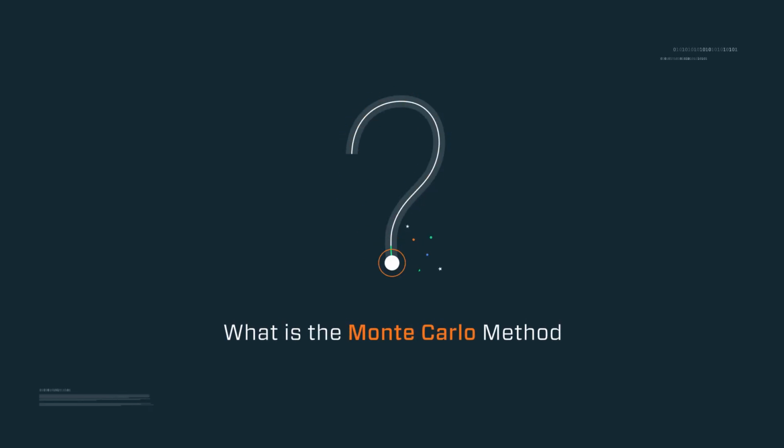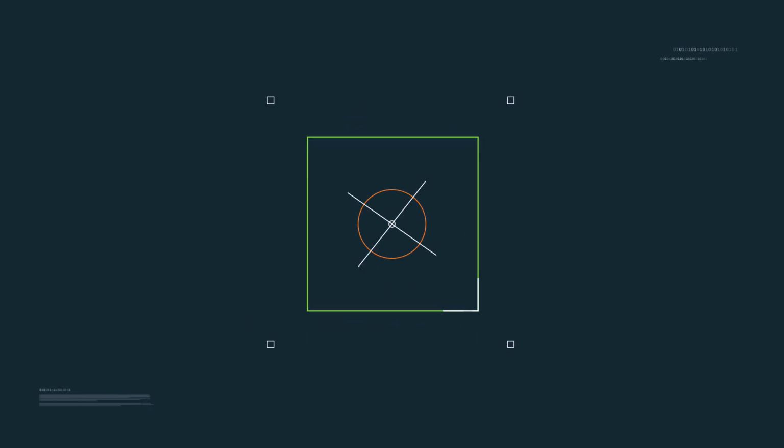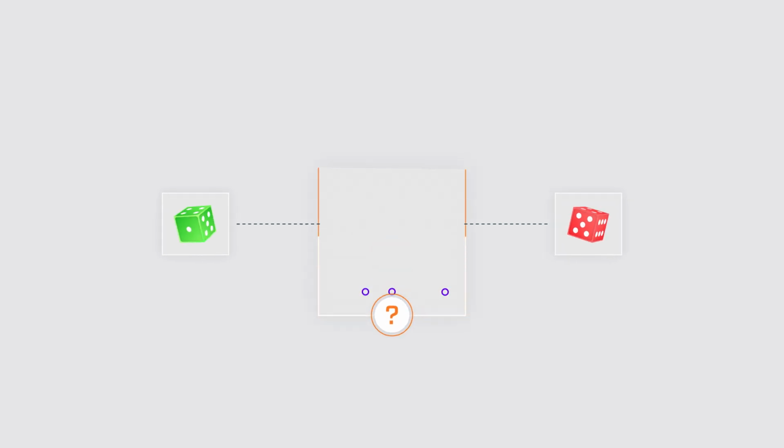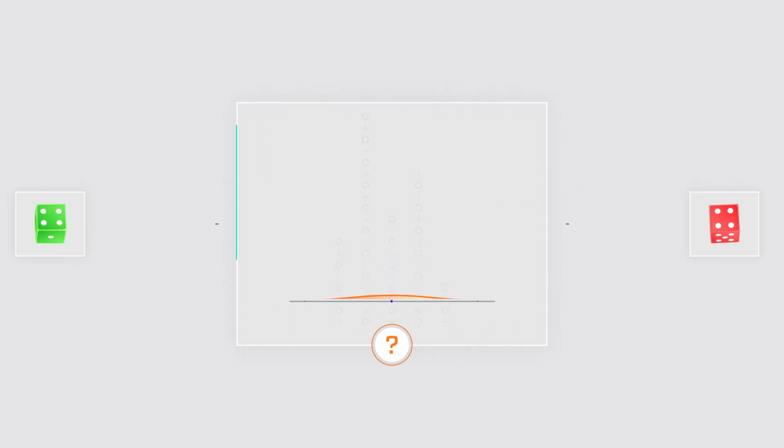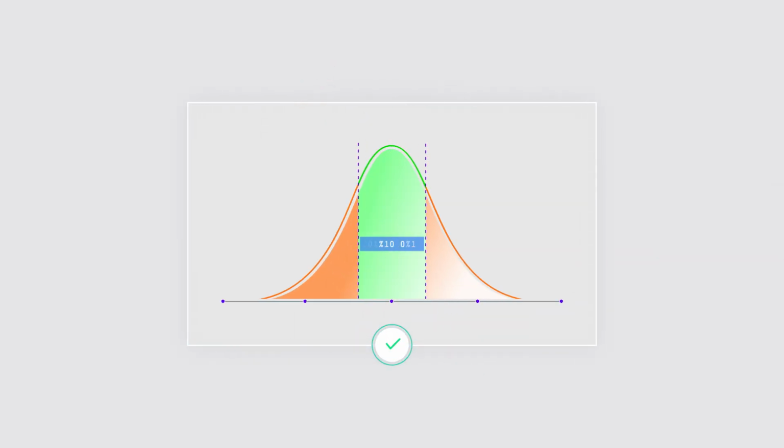What is the Monte Carlo method? The Monte Carlo method is a way of finding the value of something by simulating it out numerous times and getting the average value of the results.